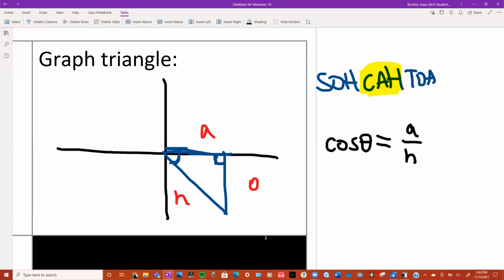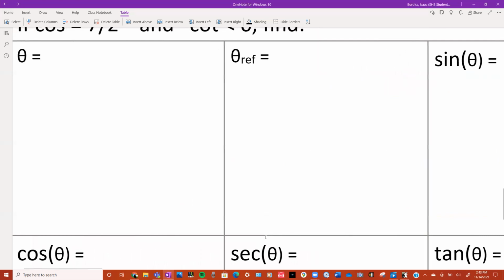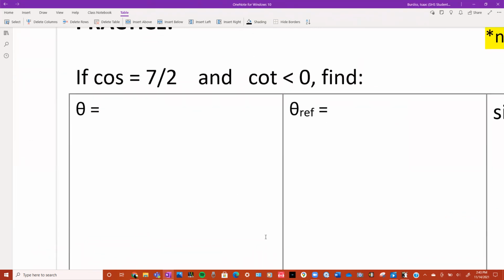And so if cosine is 7/2, then 7 is our adjacent length and our hypotenuse is 2. All right, that's not good. Why that's not good is because the hypotenuse is never going to be shorter than any of the other sides. So that was a faulty problem that I made. Sorry about that. Let's fix that. That's not good. Let's just change it to 2/7. That doesn't change anything except for what our A and H are.